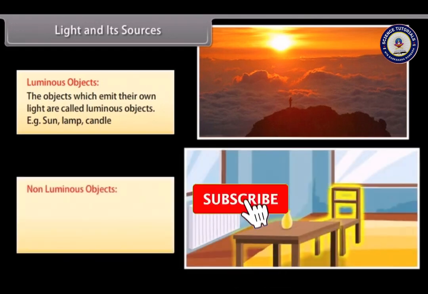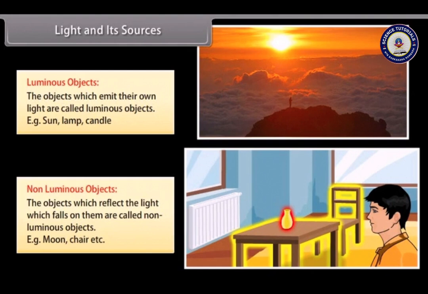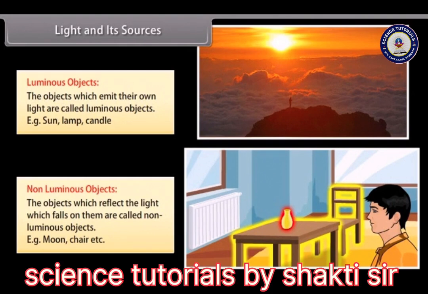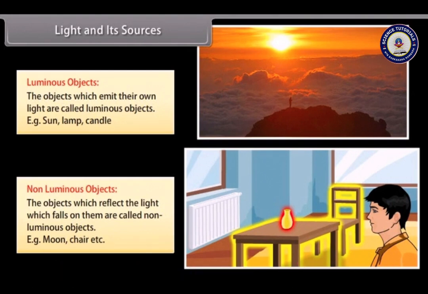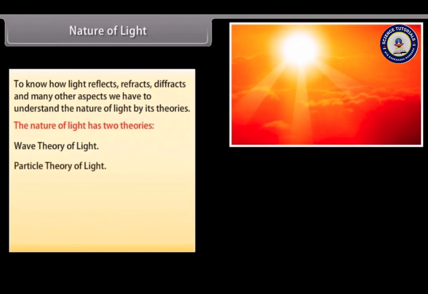Non-luminous objects: the objects which reflect the light which falls on them are called non-luminous objects. Example: moon, chair, etc. Nature of light. To know how light reflects, refracts, diffracts, and many other aspects, we have to understand the nature of light by its theories. The nature of light has two theories: wave theory of light and particle theory of light.